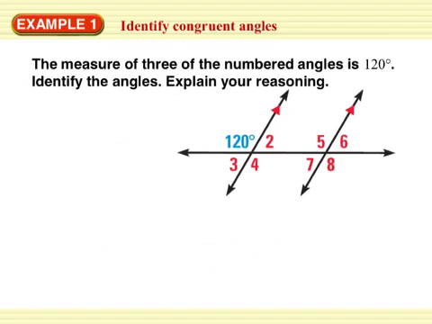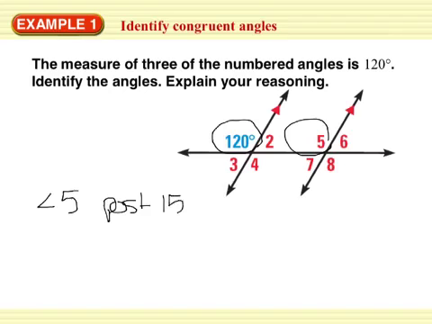Let's try one. The measure of 3 of the numbered angles is 120 degrees. Identify the angles and explain your reasoning. So postulate 15 says that if this one's 120, then this one's 120. So angle 5, because of postulate 15, okay? And then we know angle 4 and angle 8.